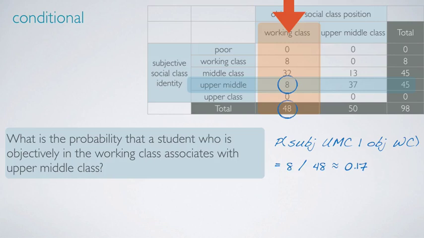We know the type of student we're interested in objectively belongs in the working class, so we don't really need to worry about the students that are outside of that column. All we care about are the students that are in that column, and from within that column, we use the counts to calculate the conditional probabilities.